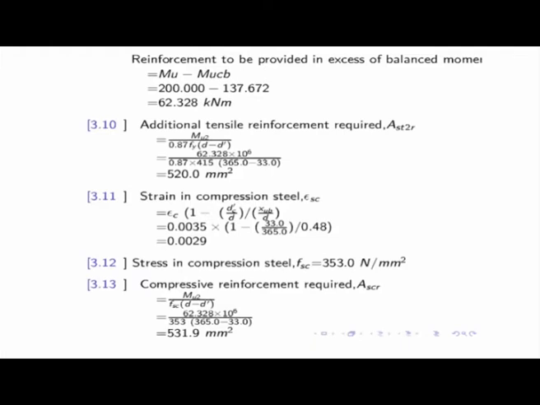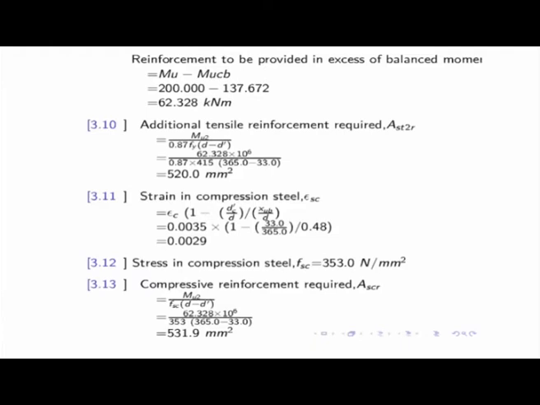You have to give the gap between two bars. One is 25 millimeter, or the maximum diameter of the bar you are providing. Say you are providing 16 millimeter dia, 12 millimeter dia bars. Out of that you take 16 millimeter, and you have another option of 20 millimeter. So out of 16, 20 and 25, you have to use 25. That is the gap you have to provide.